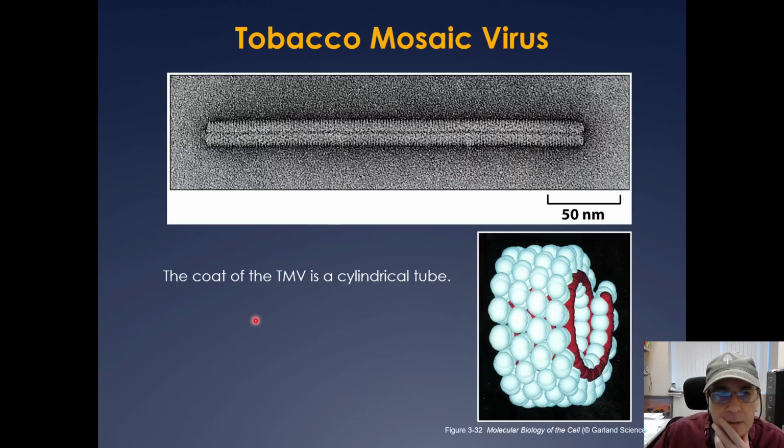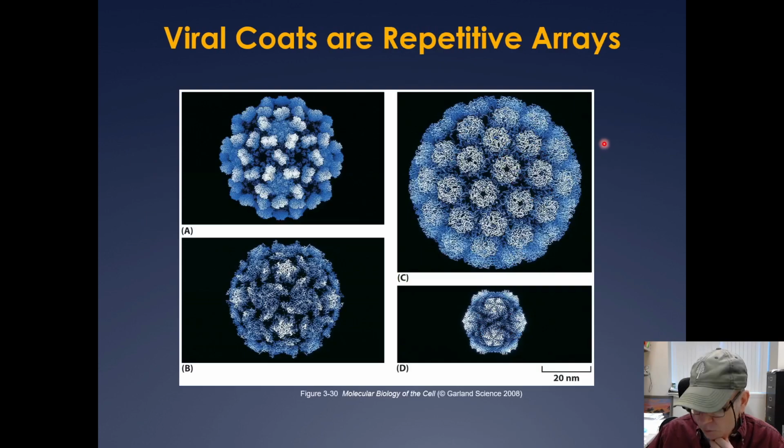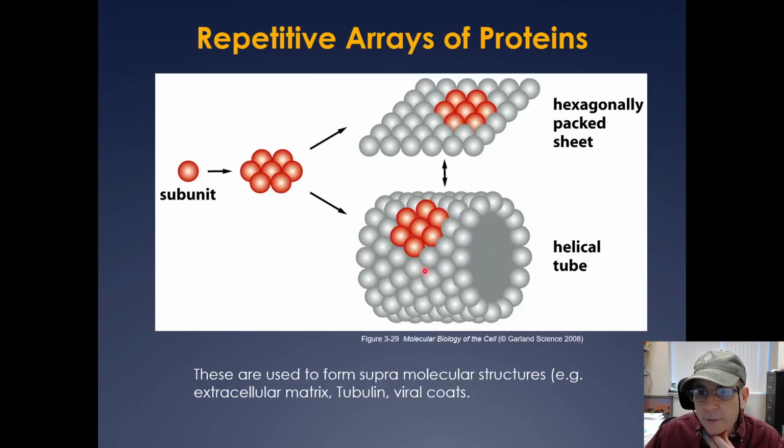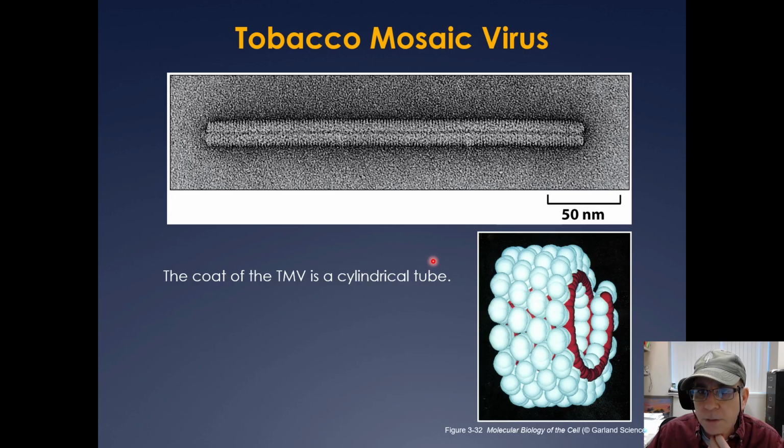Here's an example of that. It happens to be the tobacco mosaic virus. This virus infects the tobacco plant, and you can see it forms this cylindrical tube, much like what was shown here, where you get the helical tube. And here's a space-filling model of the EM that's here. When I say EM, I mean electron micrograph, for those of you who don't know.